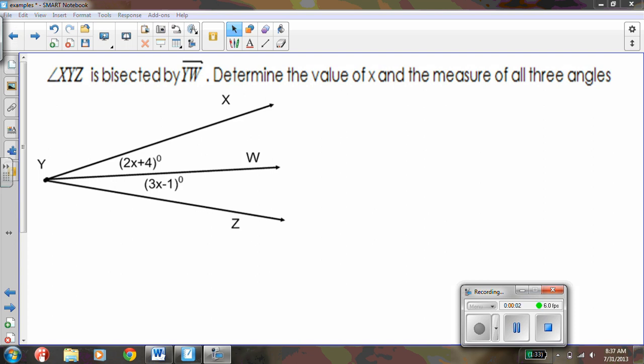Angle XYZ is bisected by ray YW. Determine the value of x and the measure of all three angles.